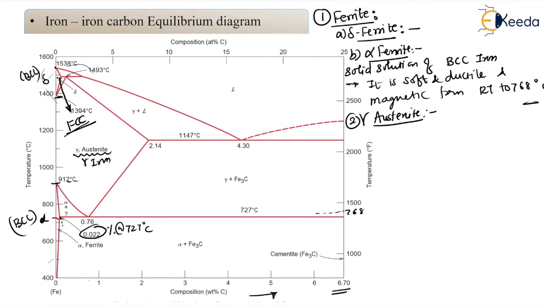So what is the maximum percentage of carbon, dear students, we are having here in this gamma austenite? Up to a temperature of 1147 degrees centigrade, the maximum solubility of carbon in this gamma austenite, dear students, see here, is 2.14%. 2.14% at this 1147 degrees centigrade.